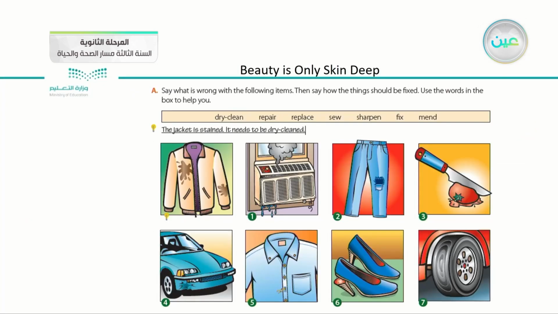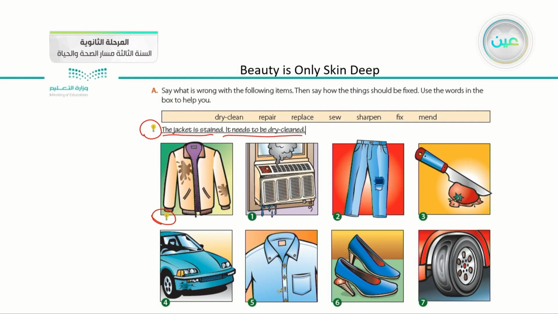After that, we have an exercise regarding the first thing we have learned today, which is the expression need to be. We have an example here. As you can notice here, the jacket is stained. So, what should we do with the jacket? The jacket is stained, so it needs to be dry cleaned.